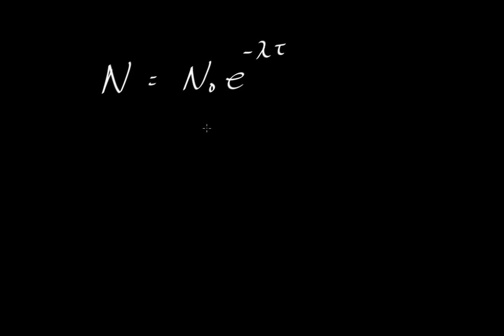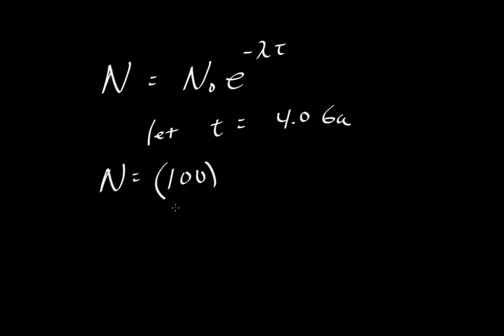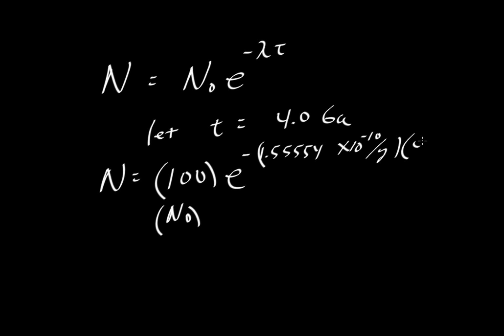So let's do a sample calculation where we don't have an even number of half-lives. Let's let t equal 4.0 billion years, so 4,000 million years. So what would we have then? Well, N is equal to 100, that's our N naught, the initial number of atoms, multiplied by e raised to the power of minus 1.5554 times 10 to the minus 10 per year. That's our lambda. And then that would be multiplied by 4 billion years.